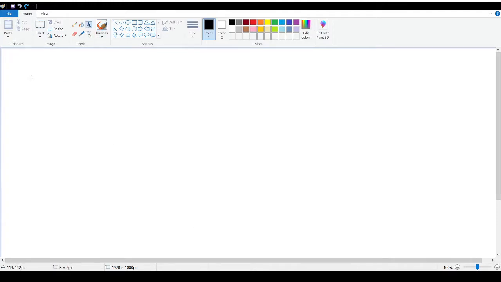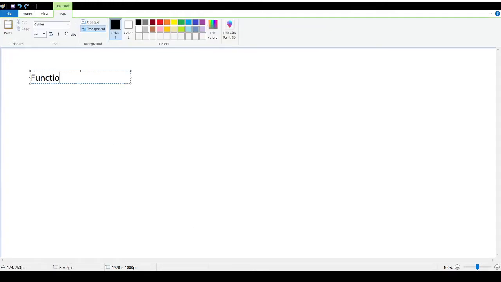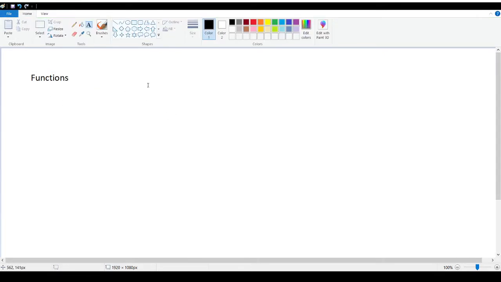Functions. Boom, functions. I'm going to start with functions. What are functions? So if you search it up for functions, its definition is right here.